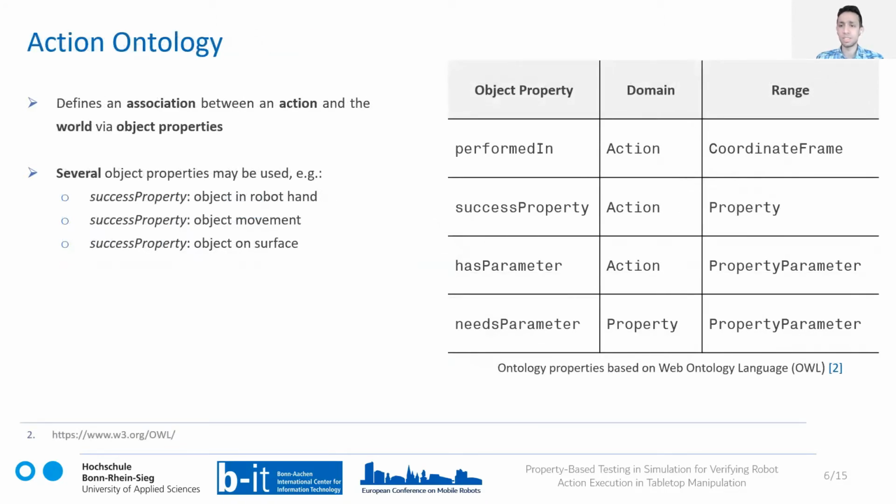In the action ontology, we define an association between a robot's action and the properties that define the action's success. Each of these associations are modeled using the web ontology language OWL. We define various properties in the ontology, such as performed in, which relates an action of a robot to the coordinate frame in which the action is performed. Success property describes the properties to be tested within a given action. Has parameters and need parameters are the requirements which have been predefined for an action and a property respectively, both of which are based on the context of an action.